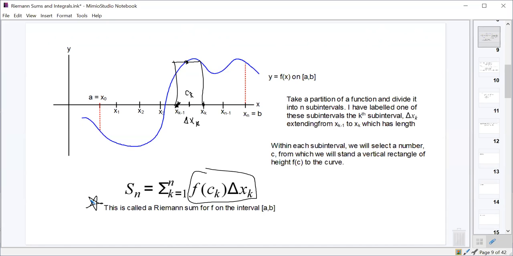And so what we want to do is take that sum and shrink down the intervals so that, in the case where they're not all equal subintervals, the largest subinterval is approaching 0. If we can make the largest subinterval approach a length of 0, then all the other ones that are smaller than it should also be approaching 0. True?